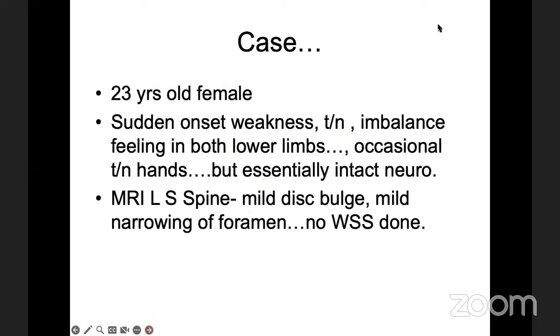So, a 23-year-old female with sudden onset weakness in the lower limbs, but not a walker, with tingling, numbness, and imbalance in both lower limbs and occasional tingling numbness in the hands, but basically someone who came walking to the clinic. They had done an MRI before meeting me, and the MRI showed a mild disc and narrowing of the foramen. There was no whole spine screening done.